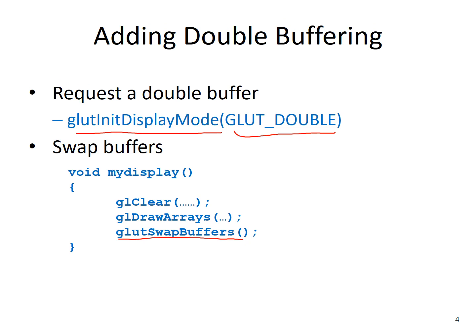So the sequence in the display function is glClear, glDrawArrays. This is where the drawing is done, and drawing is always done on the back buffer. Once the drawing is complete, this function would be executed, which would swap the buffers, and you would get a smooth new frame without any jitter.